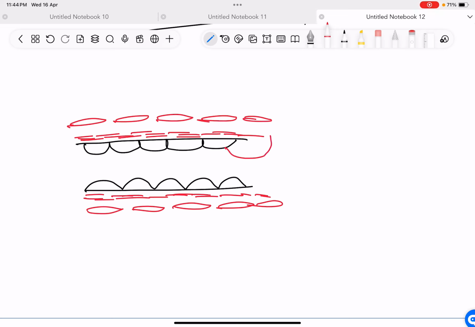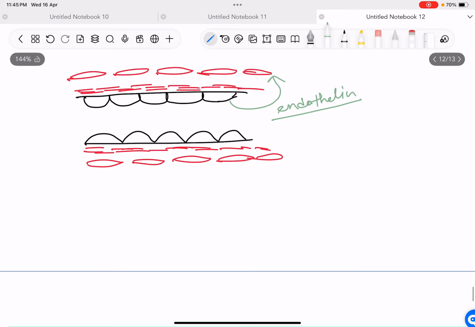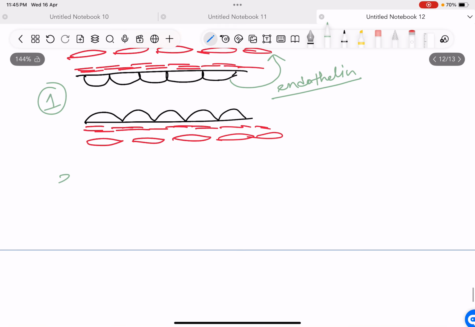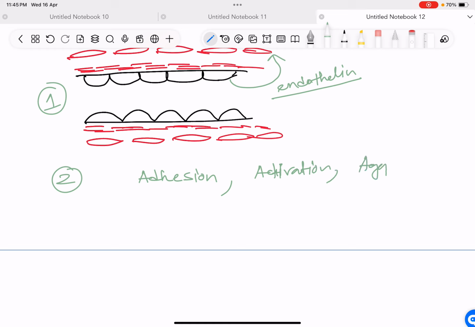So this endothelial cell will release something known as endothelin. Once they are injured, endothelin will be released, and this will trigger the smooth muscle cell to contract. Okay, this is the first step. This is vasoconstriction. So this is mediated by endothelin. Then platelet plug formation, that is the primary hemostasis step. So there are a few steps within the platelet plug formation. First step is adhesion, followed by activation, followed by aggregation.